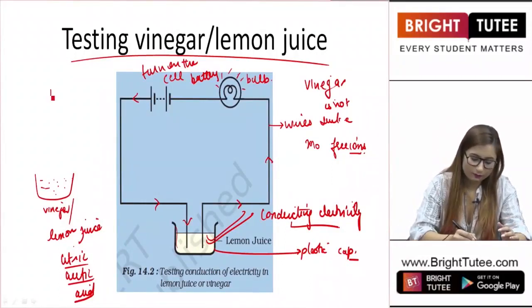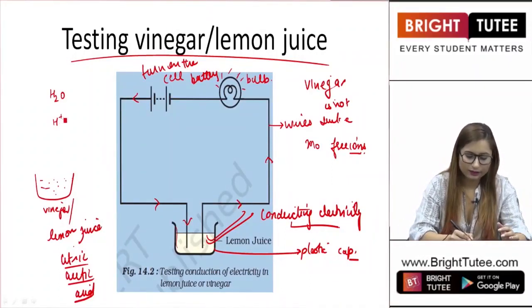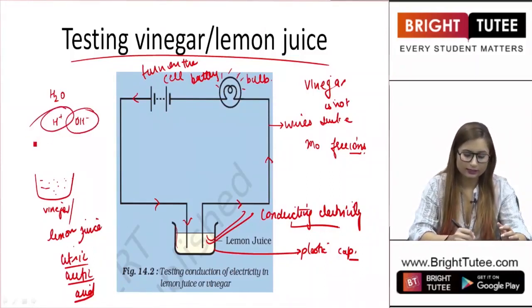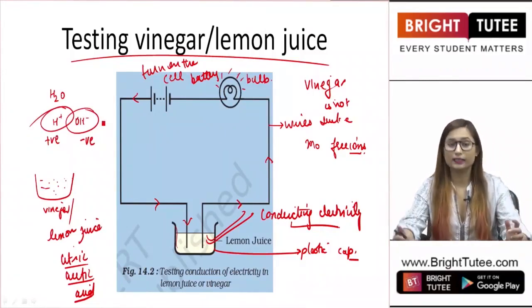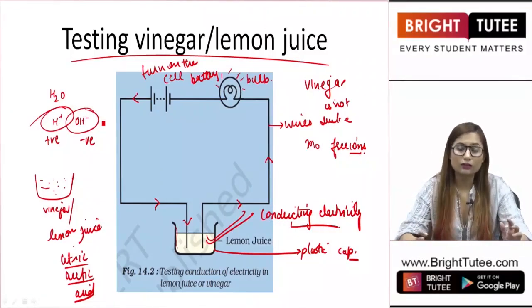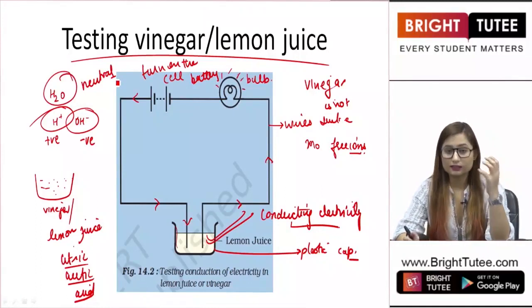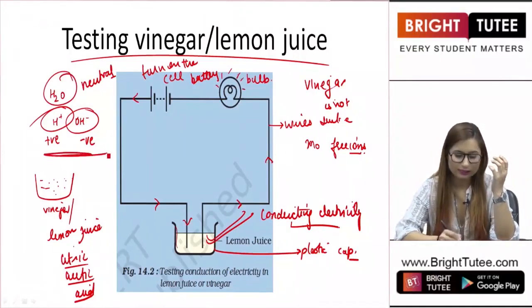For example, we have water. In water we have H plus and OH minus. Right, so these are two ions. One of them is positively charged, another is negatively charged. So they cancel each other out in the matter of charges. It is neutral as a whole, but it conducts electricity because it has ions in its solution.